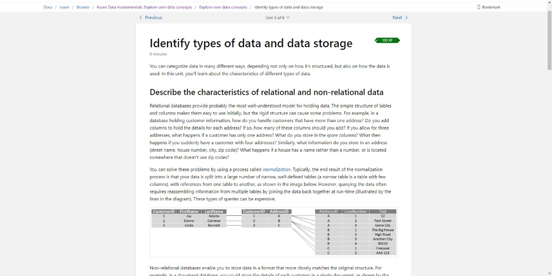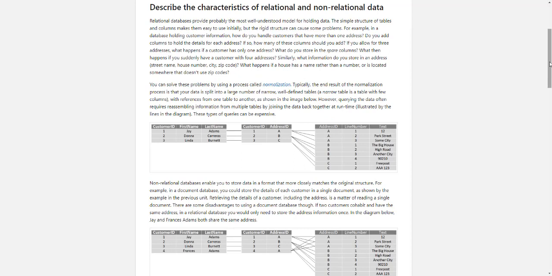You can categorize data in many different ways, depending not only on how it's structured, but also on how the data is used. In this unit, you'll learn about the characteristics of different types of data. Describe the characteristics of relational and non-relational data.